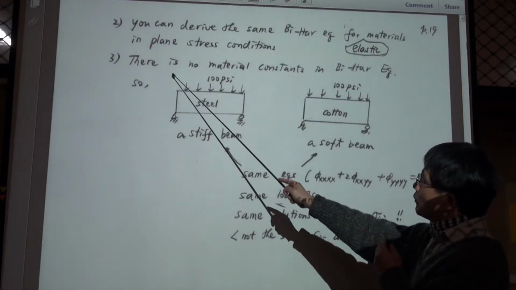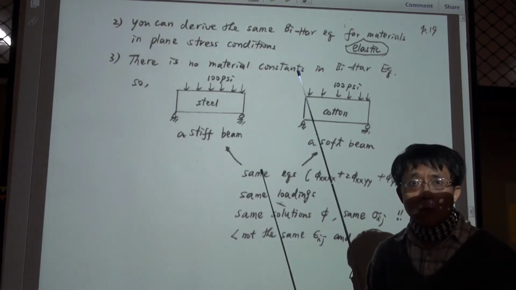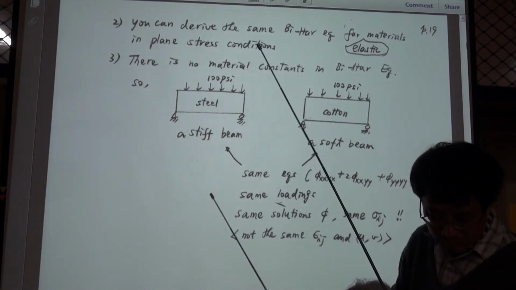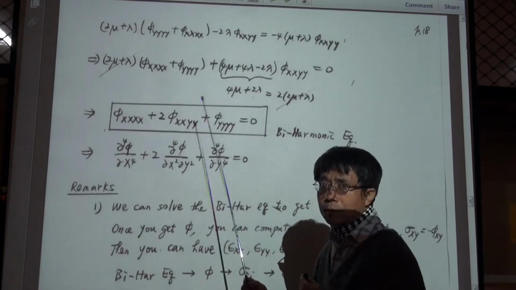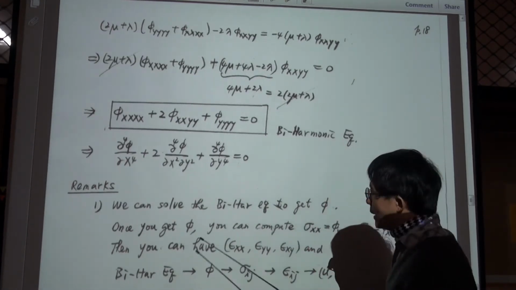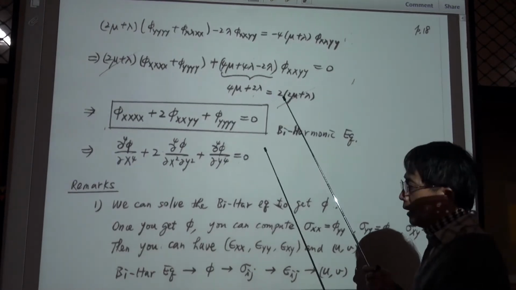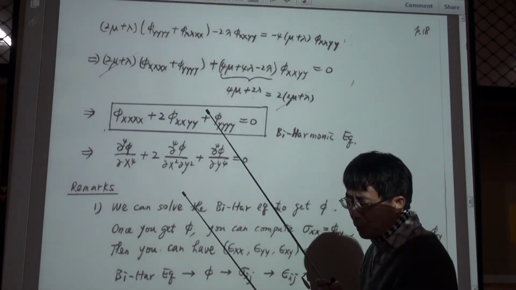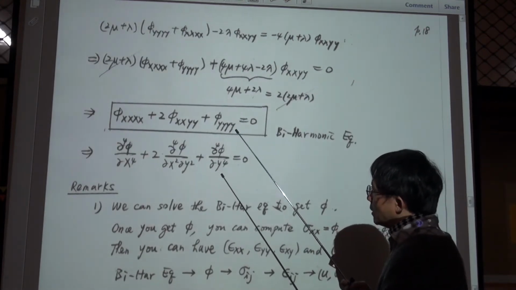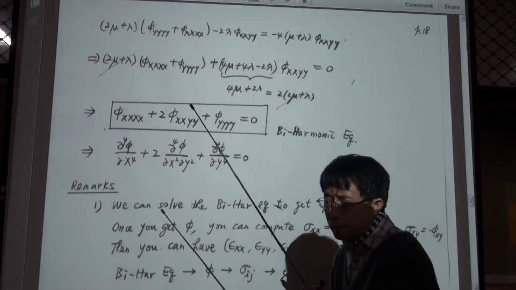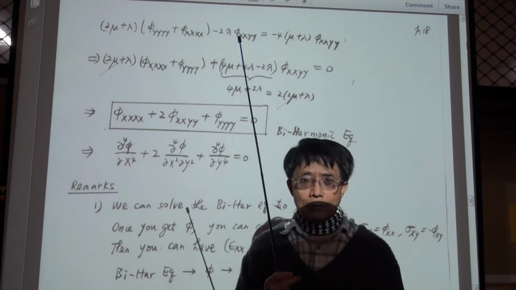Now, the third remark is that there is no material constant. This point needs to be explained. So in this equation, there's no material constant. And then once we solve this equation, we get everything, right? Then you will have some doubtful points in your mind. See, different materials will have different behavior, right?